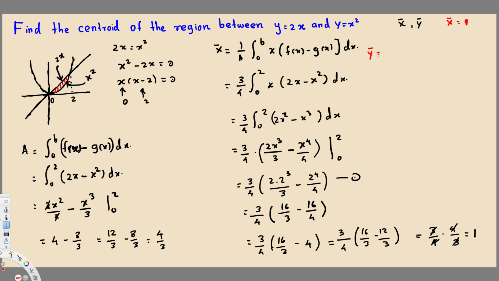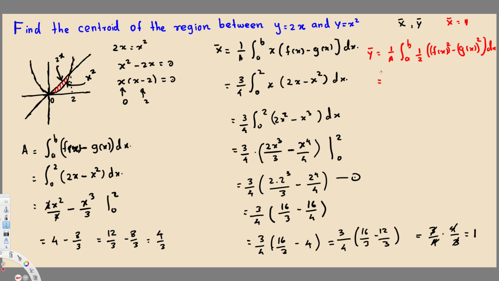y bar is equal to 1 over A, integral from a to b. Here the difference is we have to multiply this one by half, and we have to square the top function and the bottom function: f of x squared minus g of x squared, dx. So this is the equation we are going to use to find the y bar.